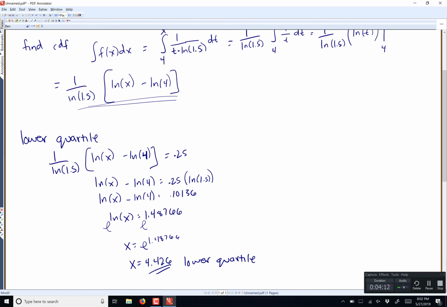So for our upper quartile, you're going to do the same thing, but set it equal to 0.75. Again, if you just switch all of this to decimals at the very beginning, it will probably be a little bit easier.